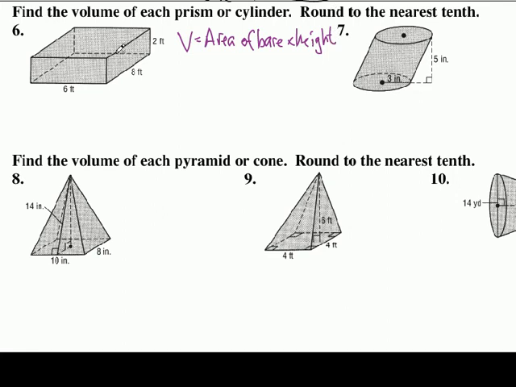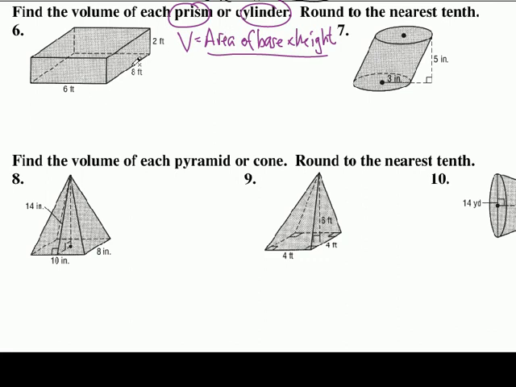The surface area was tough because you had to find top, bottom, and the lateral. With this, all you've got to do is one formula, and you're basically done. That's the area of the base times the height, of a prism or a cylinder. It's just the area of the base times the height.